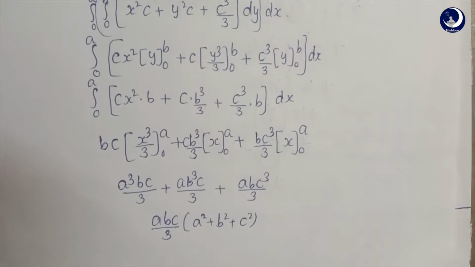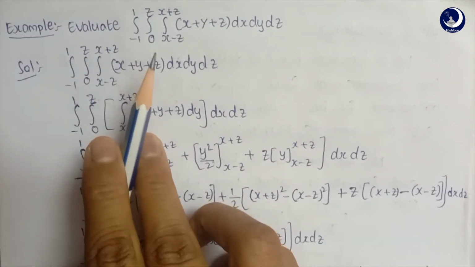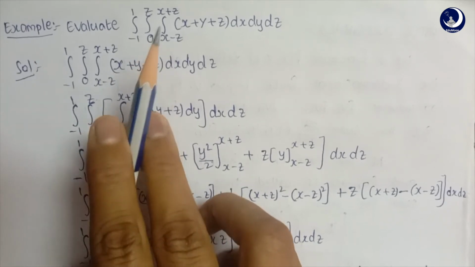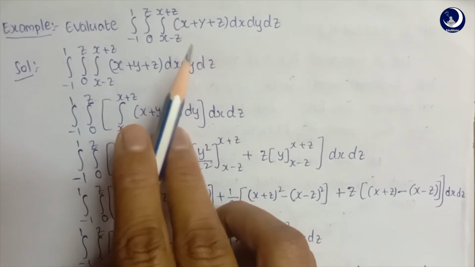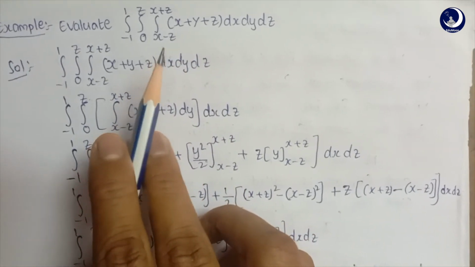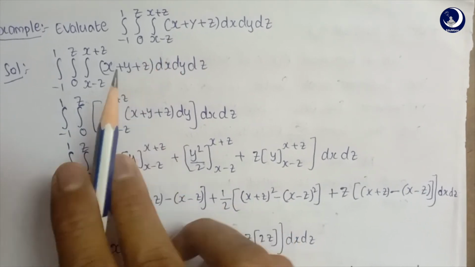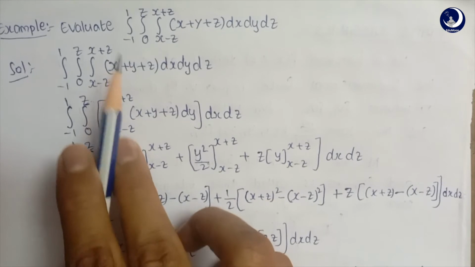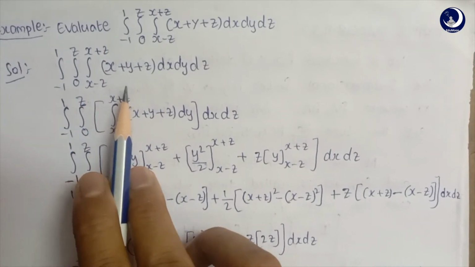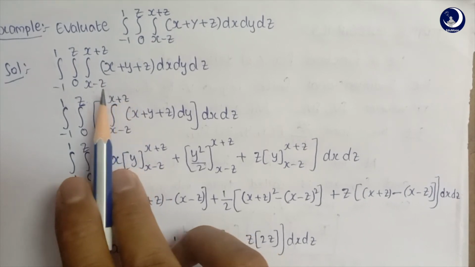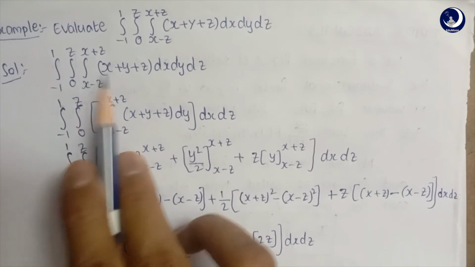There is no problem. Now coming to the second example: evaluate the integral from minus 1 to 1, integral 0 to z, integral x minus z to x plus z of x plus y plus z, dx, dy, dz. In this equation, the variable limits are applied. First we take x minus z, x plus z. Here x and z are the variables, and these limits belong to the y function. So let us take y equal to x minus z to x plus z.